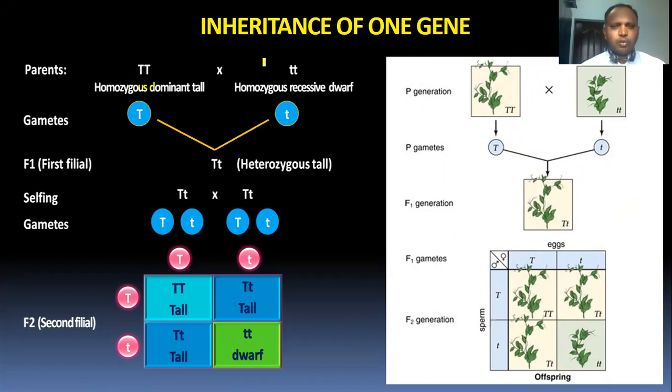Now the other parent is homozygous recessive dwarf. This is a parent organism. So one is a tall plant, another one is a dwarf plant. You can look at the image: one stem looks tall, another looks dwarf. This parent produces only one type of gametes, capital T alone. Whatever number of gametes it produces, all are capital T only. But this parent produces only small t, only one kind of gametes.